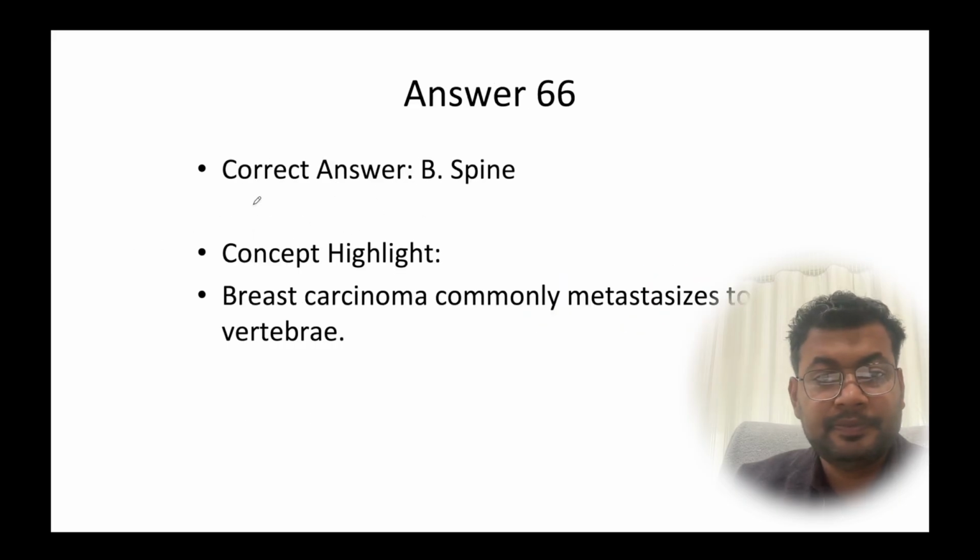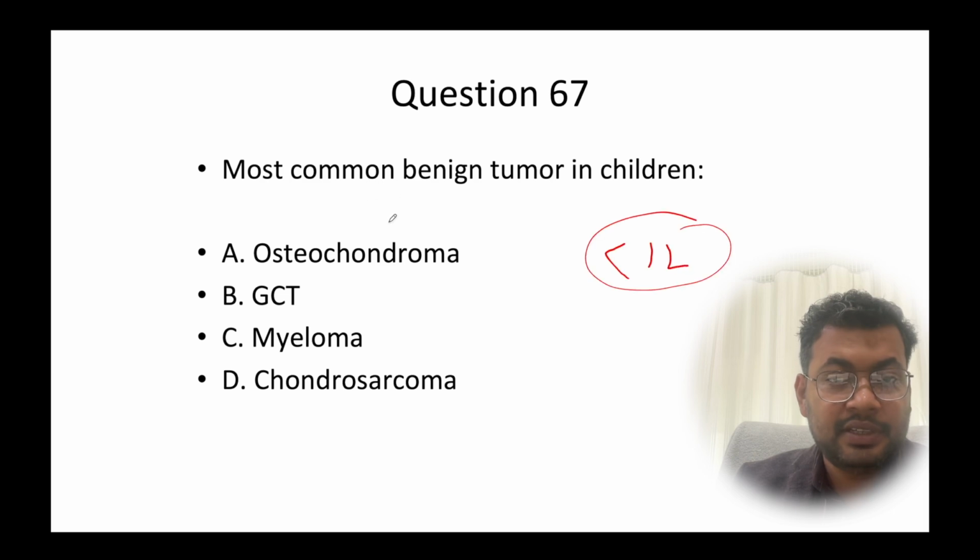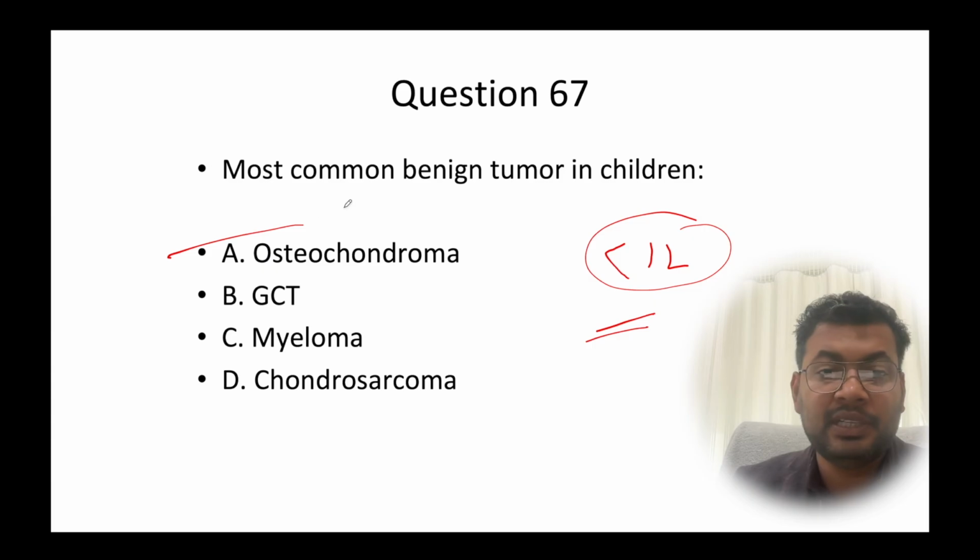Repeat question. Most common benign tumor in children. So they are asking in children less than 12 years of age, and benign tumor, not malignant. So osteochondroma, GCT. So answer should be A, osteochondroma, because it is the most common tumor and it happens in the developing age group in children. So answer is A.